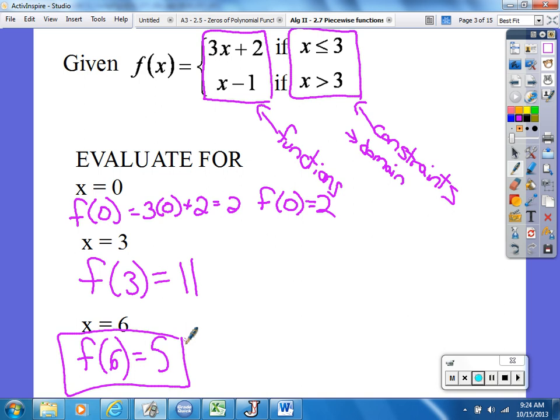But notice this says x has to be less than or equal to 6. So I want to choose the bottom one because 6 is greater than 3. That make sense? Okay, so take a minute. I want you to discuss in your group.